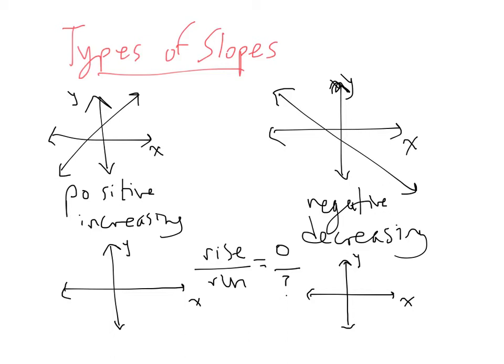So where is the rise 0? Well, you know what that looks like. When the rise of something is 0, it will look like a flat line. So a horizontal line has a 0 slope. So the slope can be 0. And this is neither increasing nor decreasing, but it is a horizontal line.